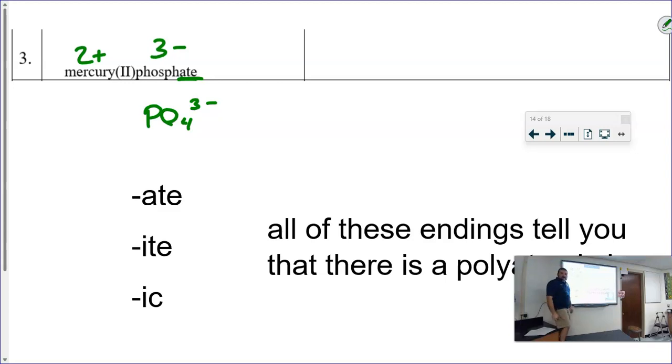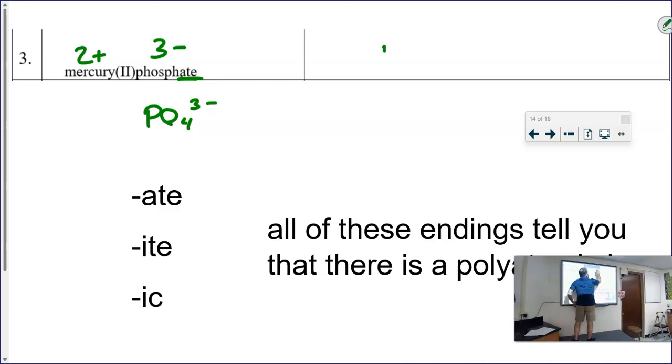I need to make something that's 0 in charge, or neutral in charge. Well, how do I use 2+ and 3- to get to 0? I'm going to need a subscript for both, right? The common factor between 2 and 3 is 6. So if I could turn my mercuries into a +6, and my phosphates into a -6, then I'll have that canceled out, and I'll have a neutral compound like I want.